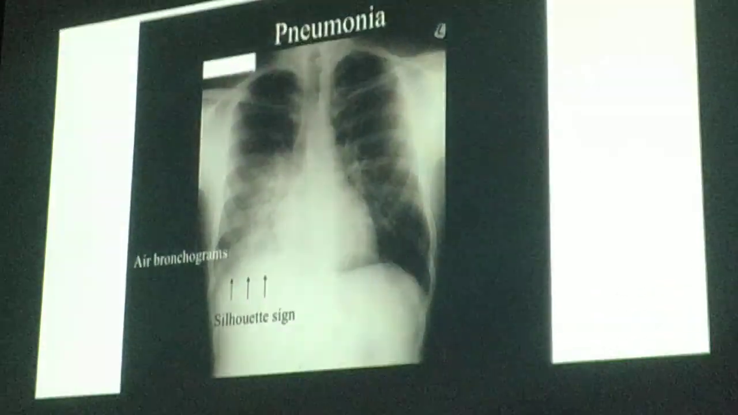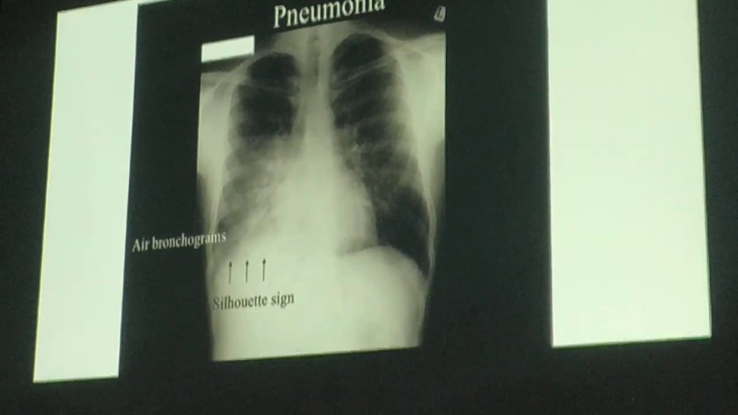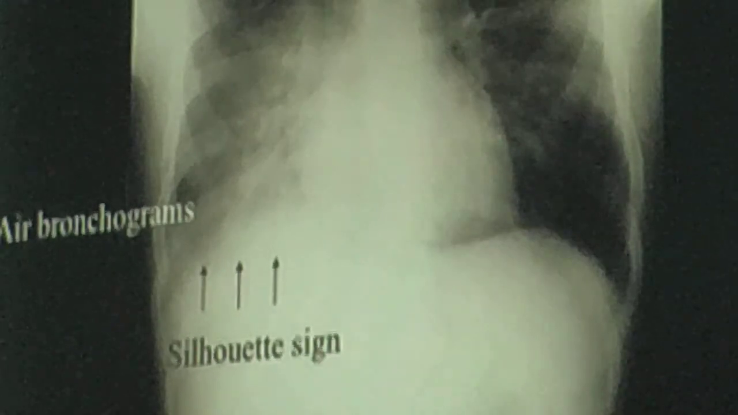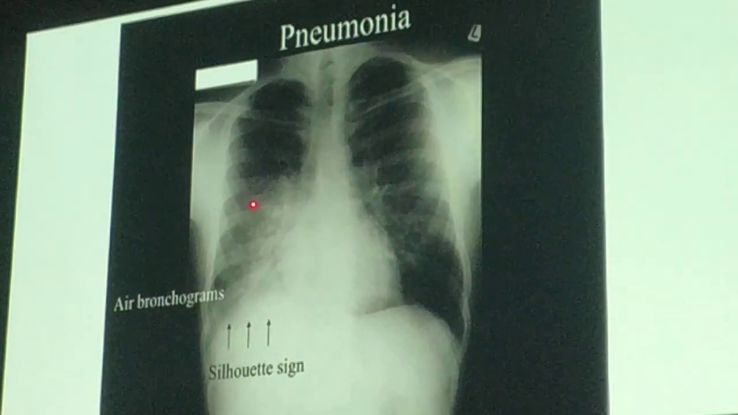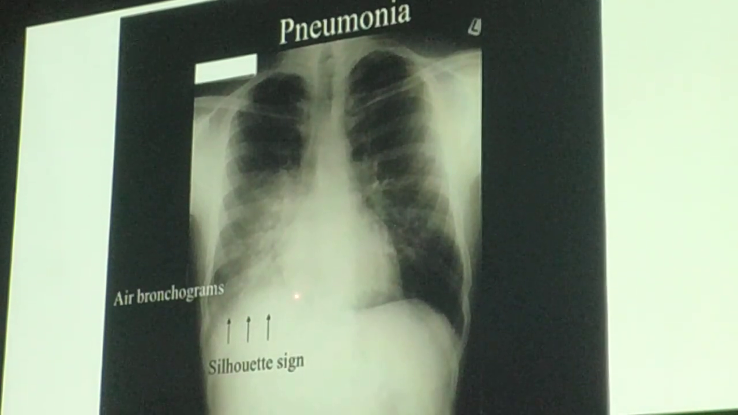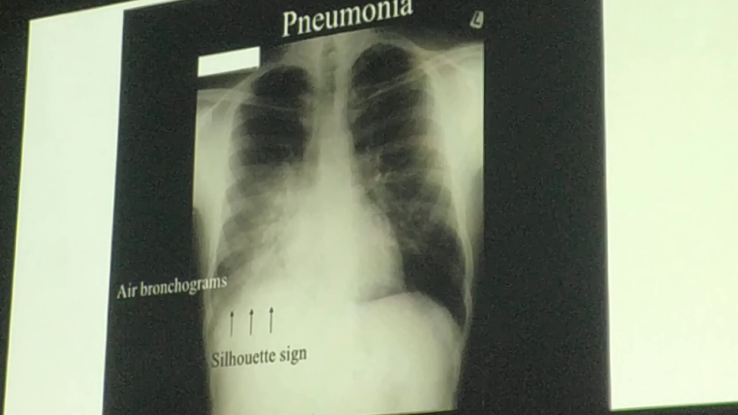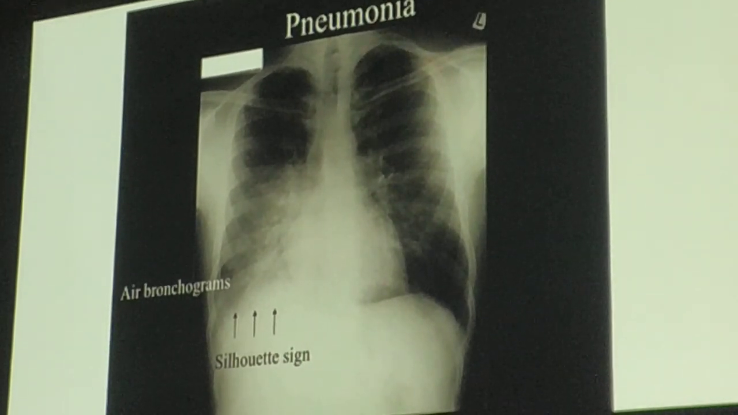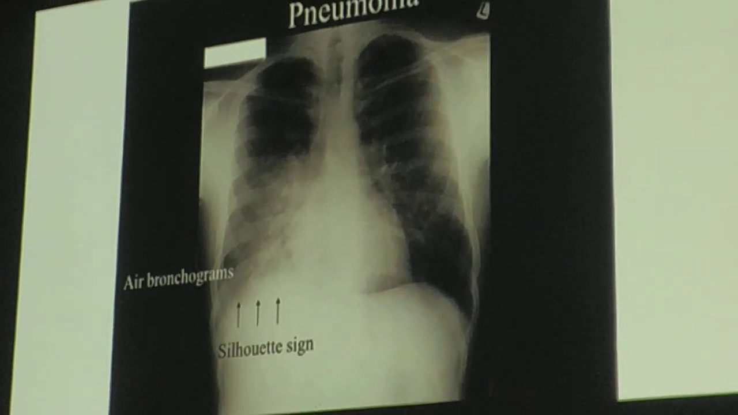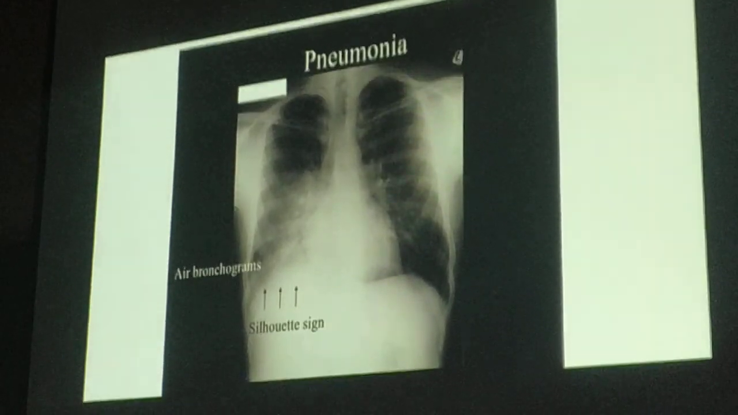This one, the silhouette sign. When you say silhouette sign, it's the silhouette of your diaphragm. It's disappearing, because there's consolidation of your right lower lung. The air bronchogram is the air trapped within your lung parenchyma. Because, as I told you, the lung is filled with air, but in a pneumonic process, there will be consolidation. So when you see air bronchogram, this is pathognomonic of a pneumonic process. Okay?